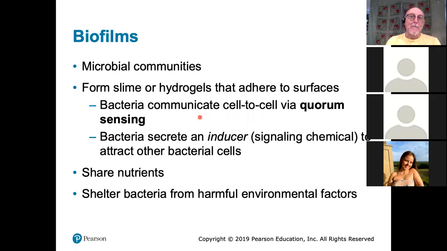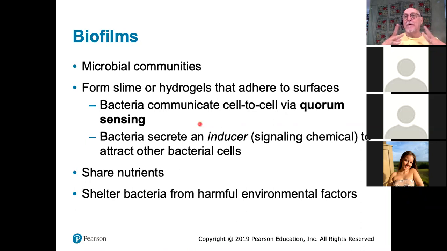That's a quorum. In bacterial communities, a quorum is sufficient bacteria present that they can signal to one another that conditions are exactly right and growth can proceed unimpeded. And this they do, they secrete inducer chemicals. These are signaling chemicals. And those signaling chemicals do two things. They first of all inform other bacteria about the environmental status. But second of all, they appear also to attract bacteria. And they may attract not only their own species, they may attract other species of bacteria, and they all begin to interact with one another.